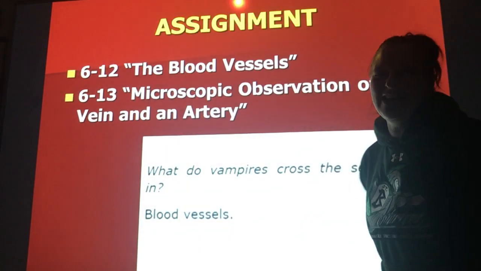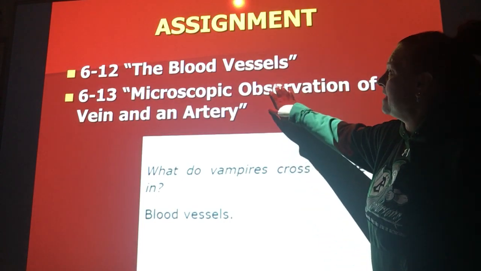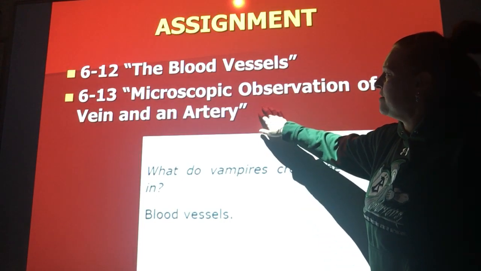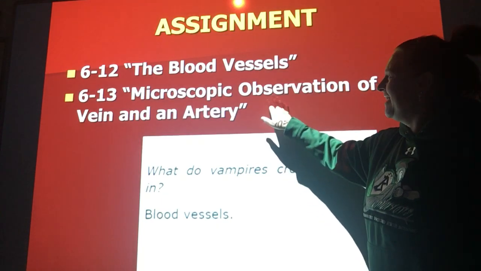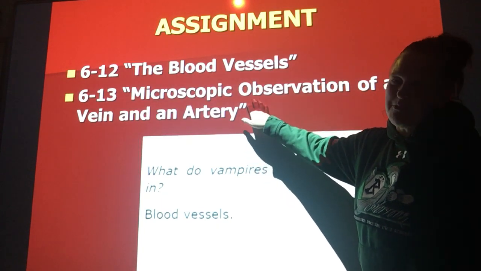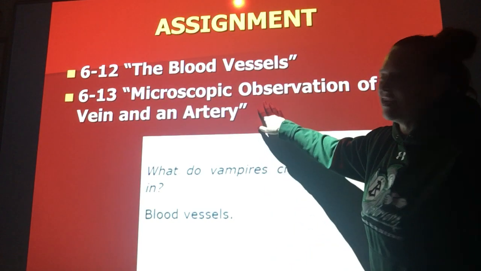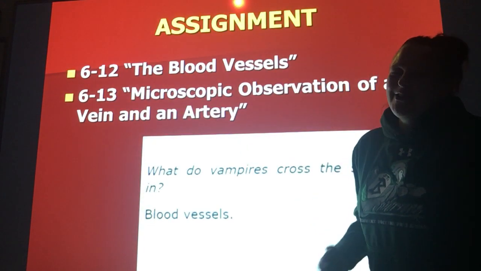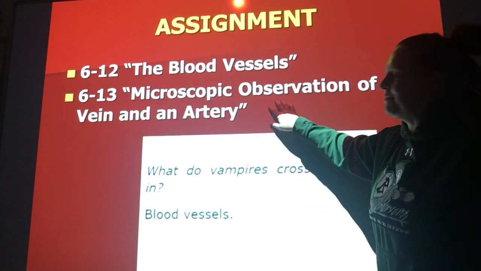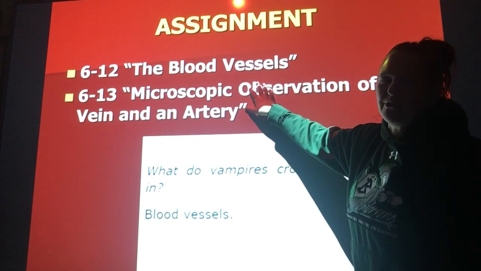Okay, so again, a very brief overview. You have 2 worksheets to work through: 6-12, the blood vessels, and 6-13, the microscopic observation of a vein and artery. Here's the ironic part. We're not using the microscope for this part because obviously you're doing these sheets at home, not here. So on that assignment, we're omitting the microscope part, but you are completing all the rest of it. Even though we're not looking at them in the microscope, they give you some good visuals and definitions to work through. So you've got those worksheets to work through today at home.